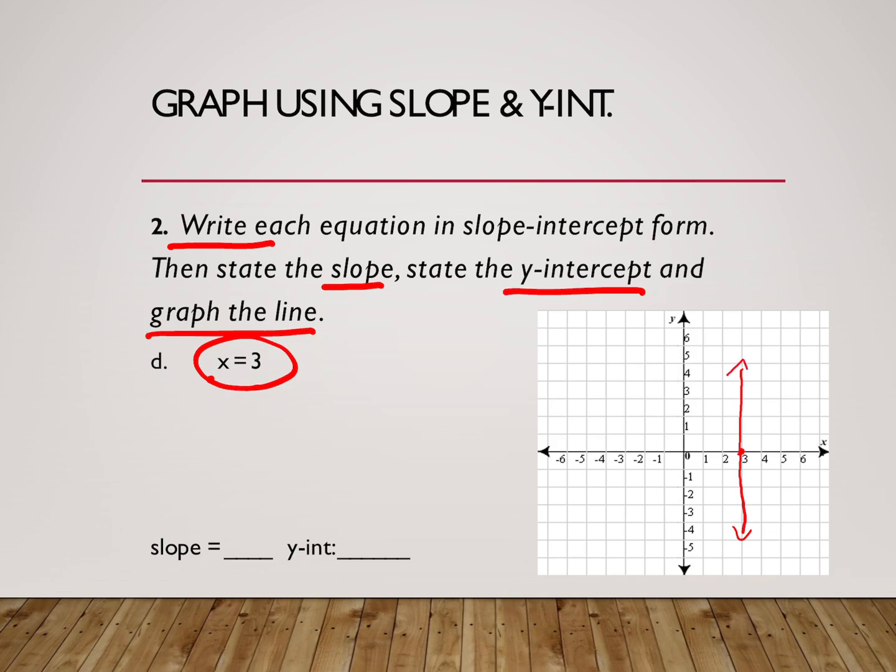So remember when we had that, our slope of that line was 0, and notice it's never going to cross the y-axis, so it's none. So whenever it's x equals, the slope is 0, and the y-intercept is always going to be none. And you're done with that one, not a lot of work to do.